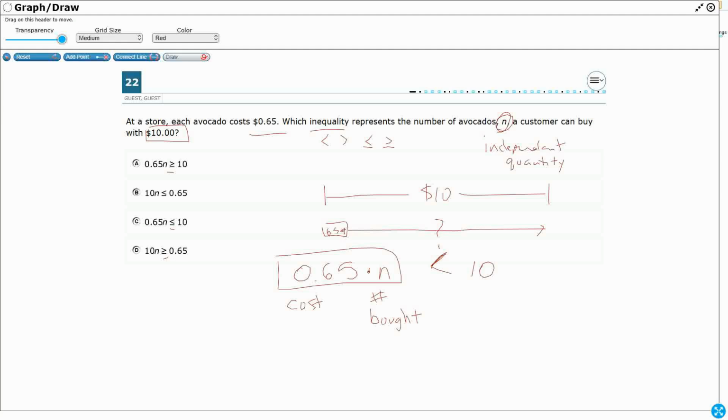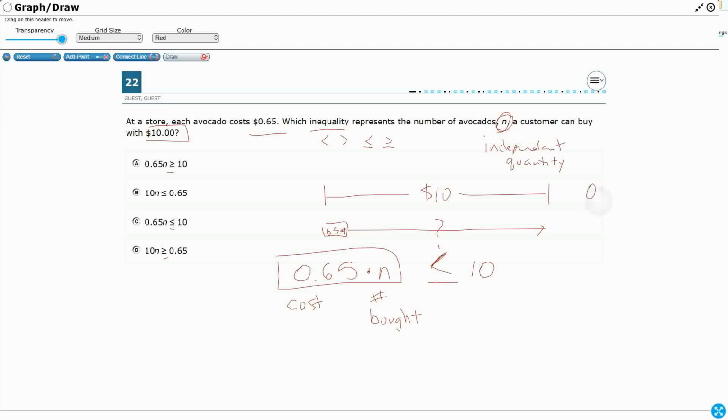Now, what if the person spends exactly $10? Well, yeah, you could do that. You can spend exactly $10. You just can't spend $10.01. So that's why we're going to put this line underneath it. We're going to say it is less than or equal to. All right, so let's test this out.